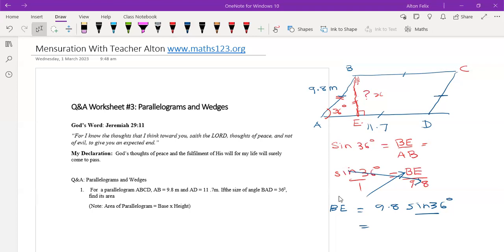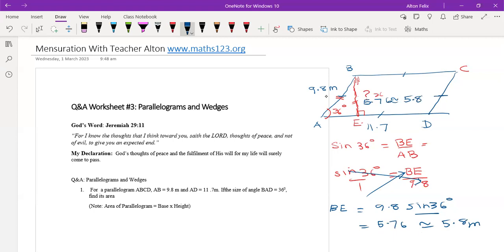Sine 36, so let's put in the 36 first. Sine 36 is 0.587 and so on. Multiply that by 9.8. Right, so that distance would be about 5.76. So this distance here would be 5.76. That's our BE, 5.76, which is approximately 5.8 meters.